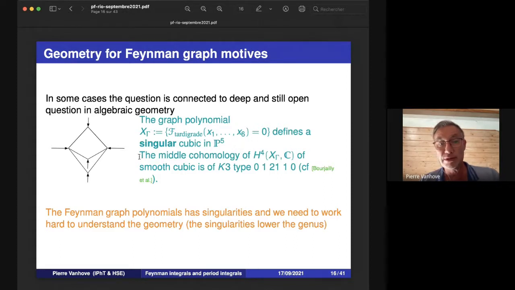So in a sense, it seems that the middle cohomology looks like a K3. But the point is that because there are a lot of singularities, you can even lower the genus. So what I said is that if you take this F with generic parameters, as you would do in toric geometry, you will never get the optimal geometry.